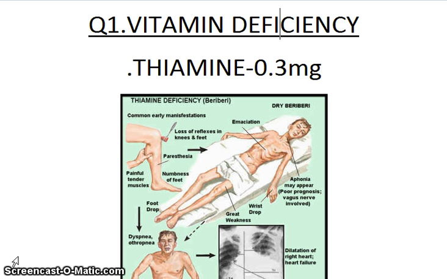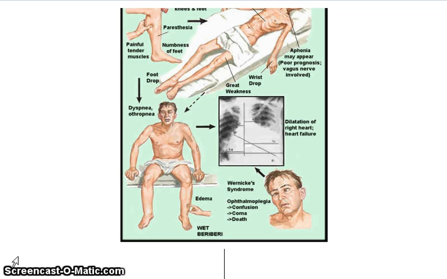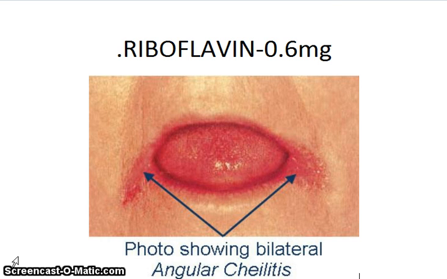Next is riboflavin. Riboflavin or vitamin B2 deficiency can cause magenta tongue, as shown in the picture. It can also cause angular stomatitis, seborrhea and cheilosis. The dietary level per day is usually less than 0.6 milligram.